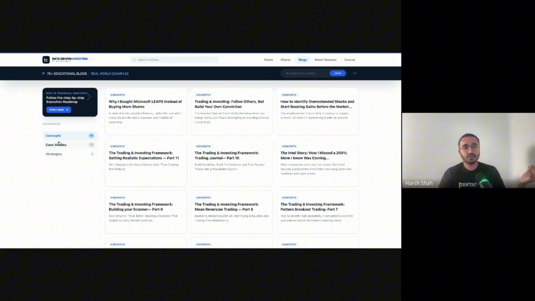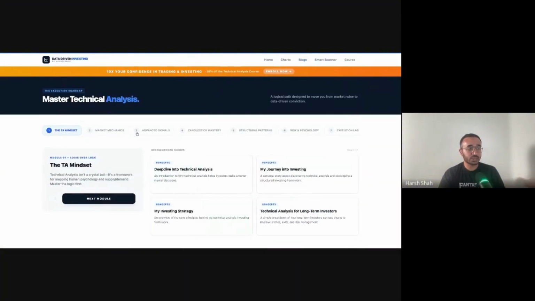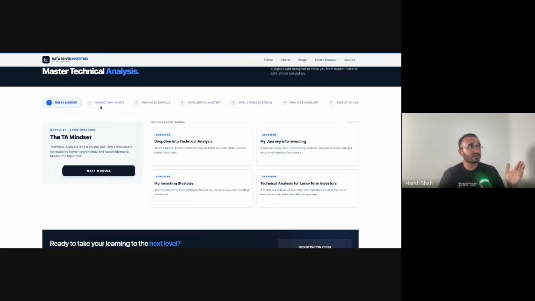Blogs are in 3 different buckets. Here I have concepts. So if you want to understand, like I had bought Microsoft Leaps, which increased almost 100%, I shared why I took it and what was my thought process. And likewise, I have 100 blogs as of now. So you can go and learn it. And if you are very new to technical analysis and you want to get started in the blogs, this is a module-based reading that you can go and take a look at.